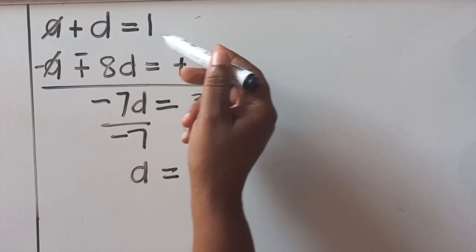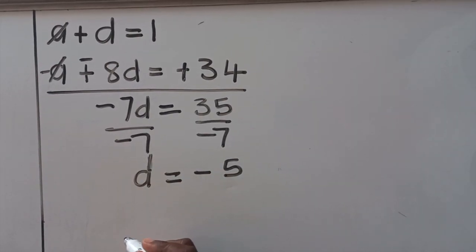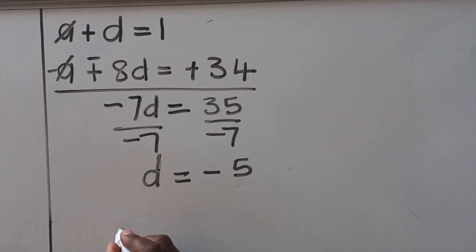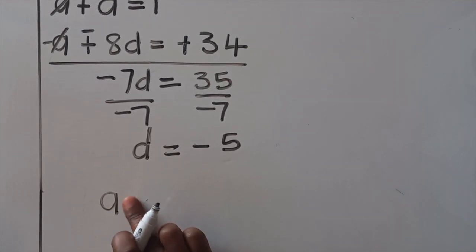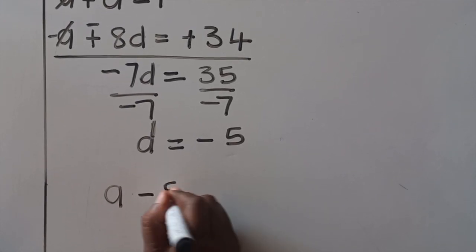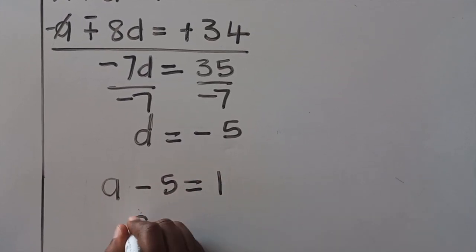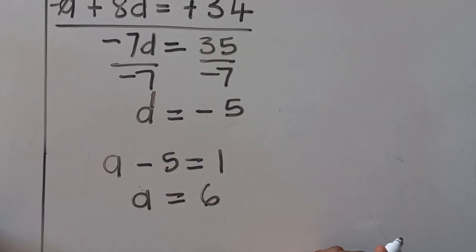I'm going to use the first one because it looks easier for me. This must look like a D. So I'm looking for A now. A plus my D, which is minus 5. So instead of writing plus D, I'm going to write minus 5, is equal to 1. So it means my A is 6, once I take the 5 to the other side.